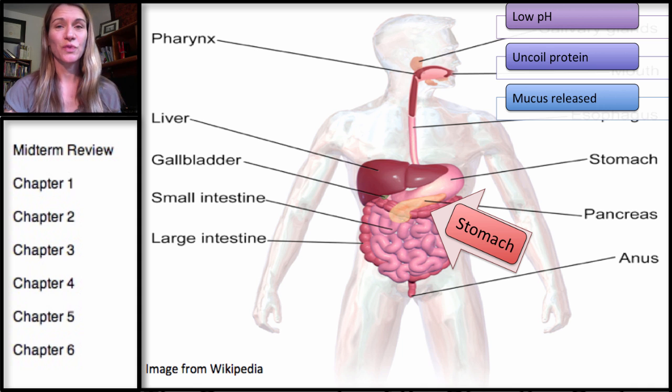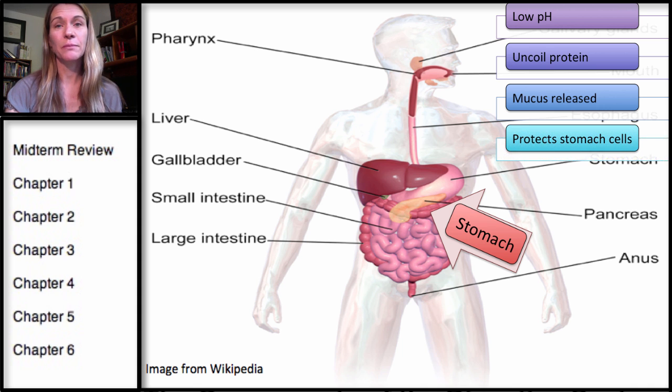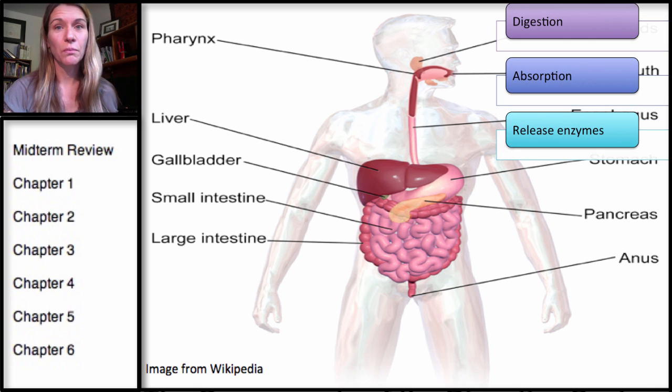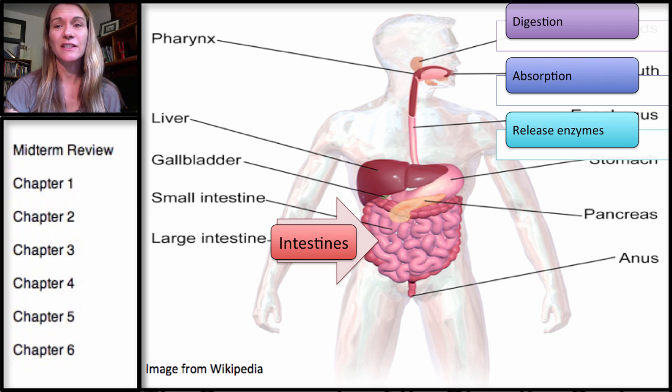Now, mucus is released from the cells in the stomach, and what that does is helps protect the stomach cells, so the stomach cells don't burn from the low pH. So moving on to the small intestines, this is where digestion and absorption happen.